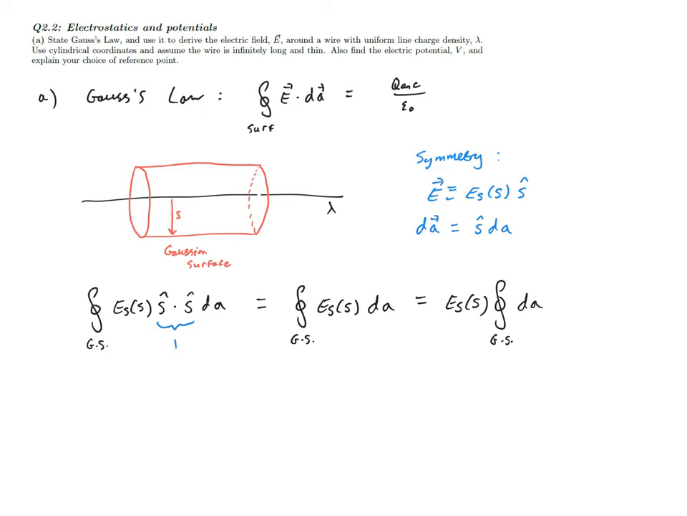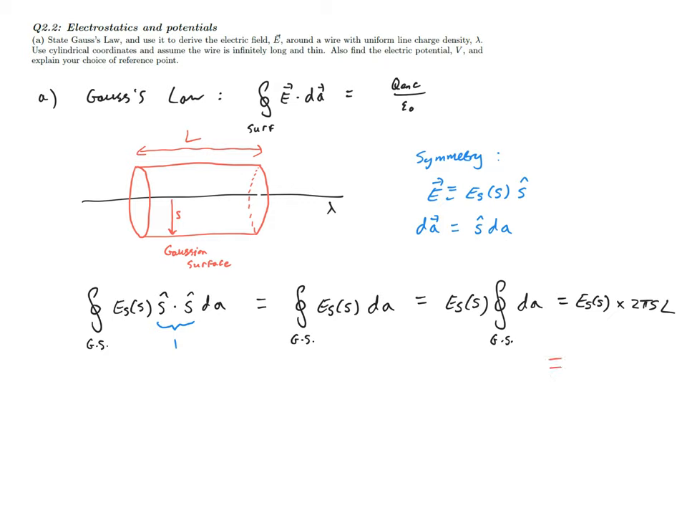And then I just have the integral of the area of the Gaussian surface. So I have E_S of S times what? Well, it's the area of a cylinder, 2 pi S times the length. I didn't indicate the length on the diagram. Let's say that this is a length L. Well, that's it. And that's the left-hand side of Gauss's law.